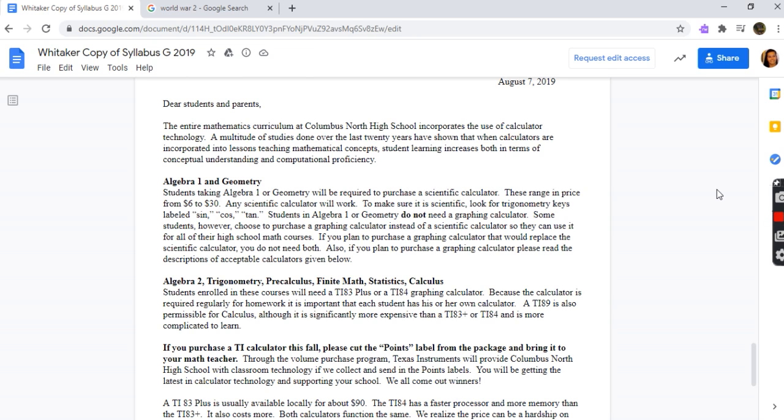Algebra 2, trigonometry, pre-calculus, finite math, statistics, and calculus. Students enrolled in these courses will need a TI-83 Plus or TI-84 graphing calculator. Because the calculator is required regularly for homework, it is important that each student has his or her own calculator. A TI-89 is also permissible for calculus, although it is significantly more expensive than a TI-83 Plus or TI-84 and more complicated to learn.